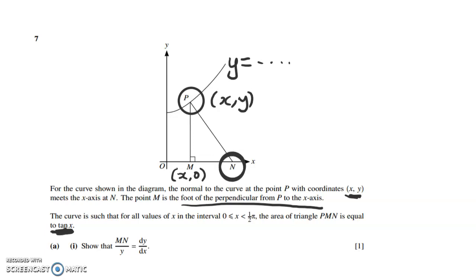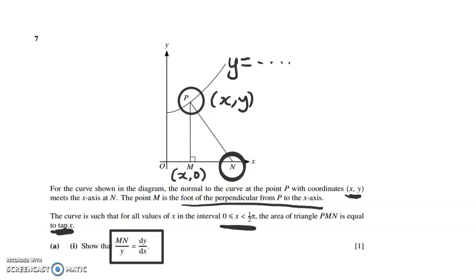And the curve is such that for all values of x in this interval, the area of the triangle PMN is equal to tan x. So we're probably going to use half the base times the height in here. Okay, so it looks weird. Let's just get going. Show that MN over y is equal to dy by dx.